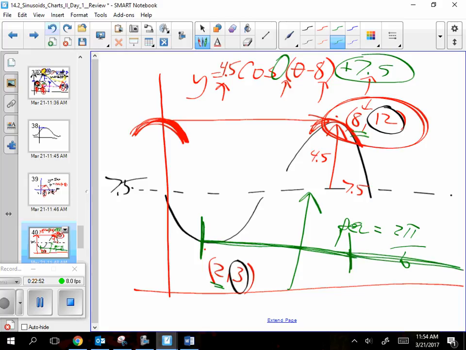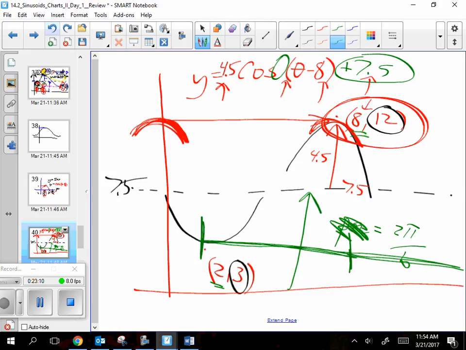I know you're used to these being in radians and stuff, but it's okay. It's just a number, 12. Even if it was in radians and it was like 3 pi, it's just 3 times 3.14. You know, pi is just a number. So these always have just been numbers. All right, so this is a period of 12.